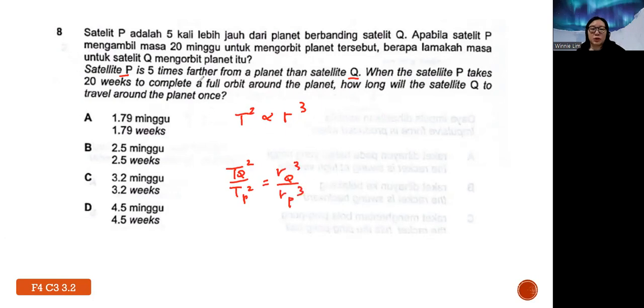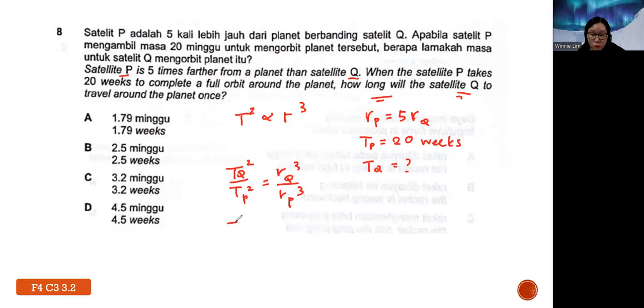Again, from the question, we find out what all these quantities are first. They already say the relationship of the radius: RP is basically 5 times of RQ. Then 20 weeks is for TP. And then they want you to find the time, how long, meaning TQ. So I actually have all these quantities, and I just substitute accordingly.